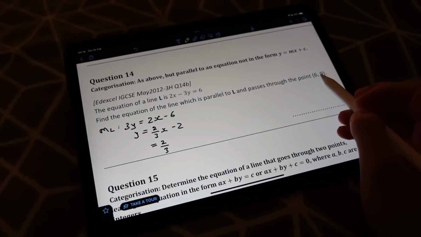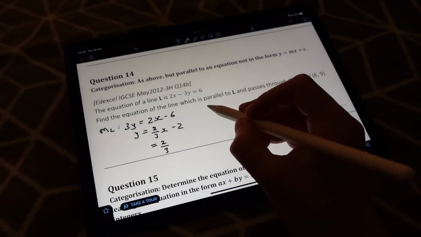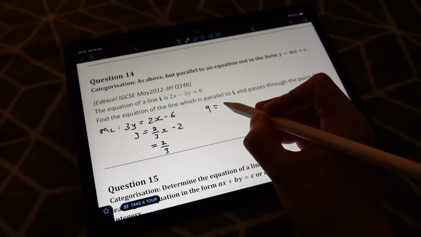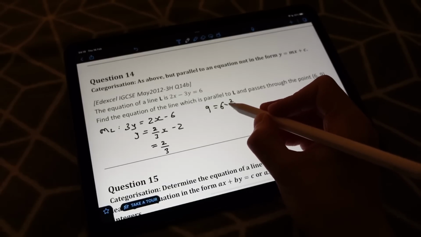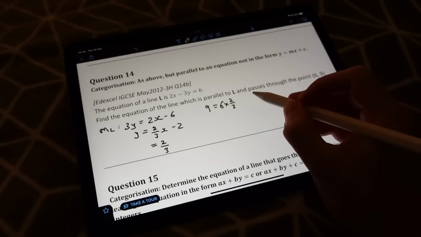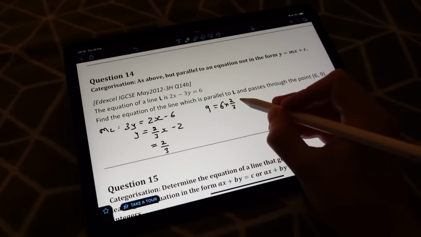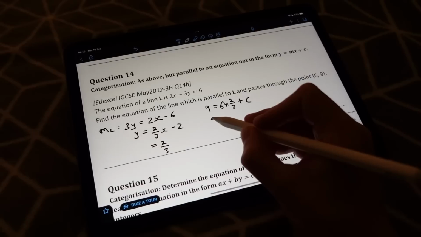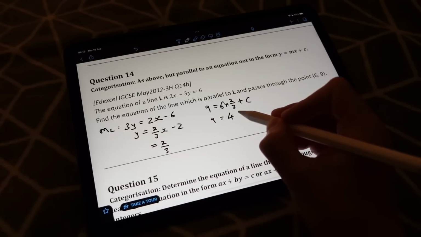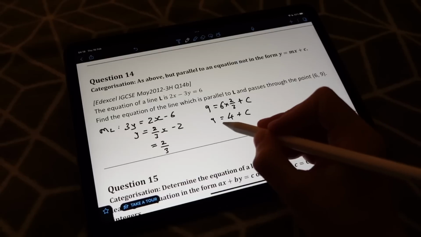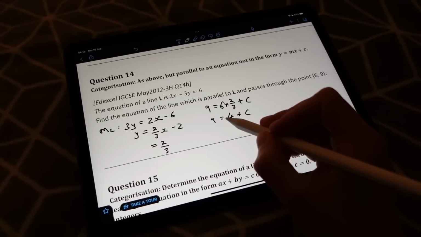And we have a point. So again, we have 9 is equal to 6 multiplied by 2 over 3. You know, I'm going to be consistent and just use the multiply symbol. Plus c. 9 is equal to 12 over 3, which is 4, plus c. And well, I thought we had the same thing, but we don't.